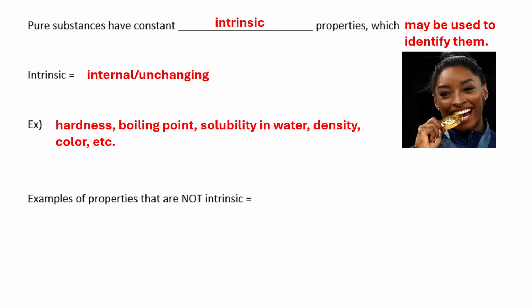Or if it's a different liquid like ethanol, it's going to boil at a lower temperature because it has that different intrinsic physical property. Some examples of properties that are not intrinsic, we call these extrinsic: mass, volume, shape. So water doesn't change its boiling point because you poured a larger glass of it, but it does change its mass, its volume, and potentially even its shape if you pour it into a different container. So those are not identifiable characteristics or properties.